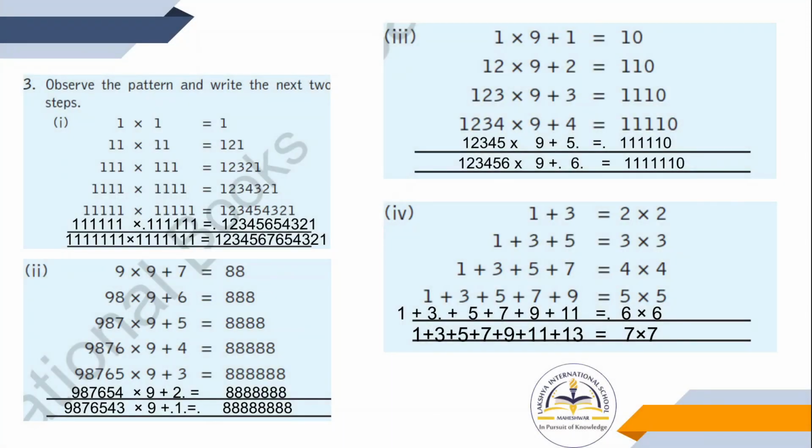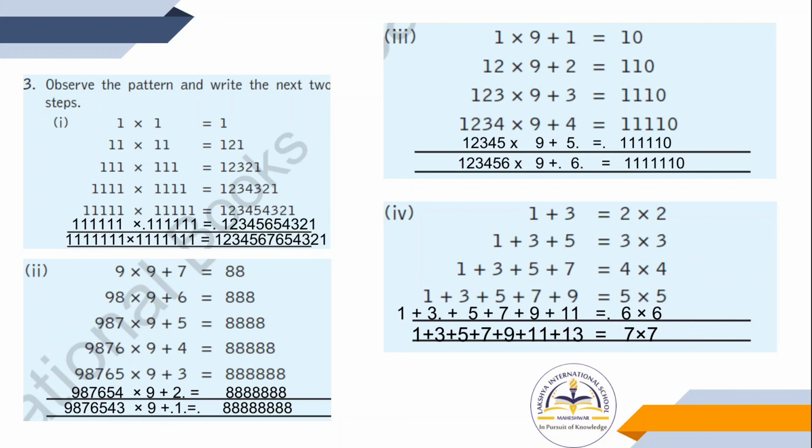Now question number 3, observe the pattern and write the next number. Here you can see 1 1, 1 1 1, 1 3 1, 1 4 1, 5 1. Now you have to write 6 1 and then 7 1. Now 1, 1 2 1, 2 3 2, 2 3 4 3 2 1, so 2 3 4 5 4 3 2 1. Here you have to increase one number and then repeat the numbers.